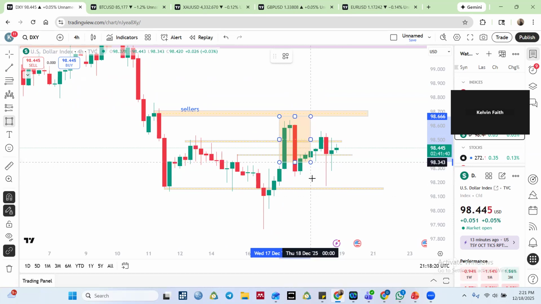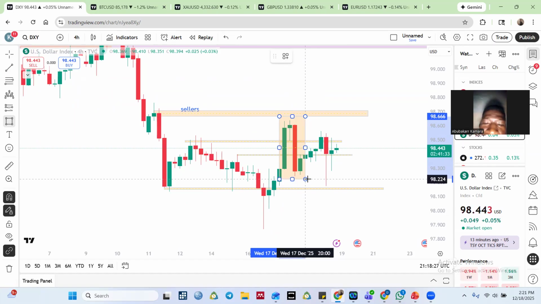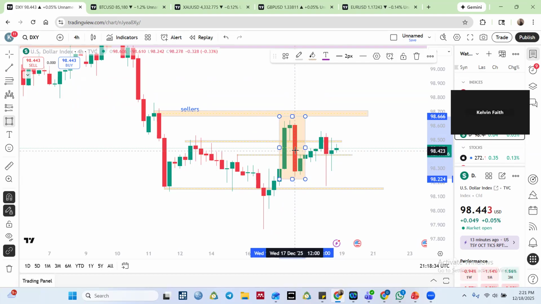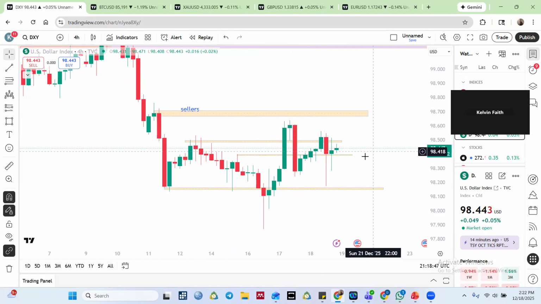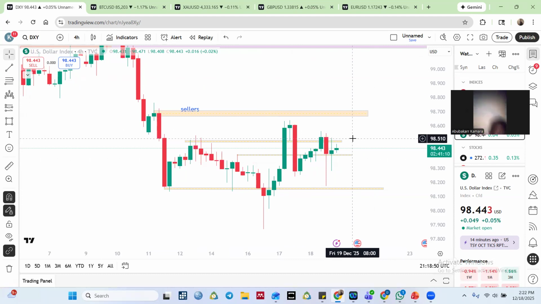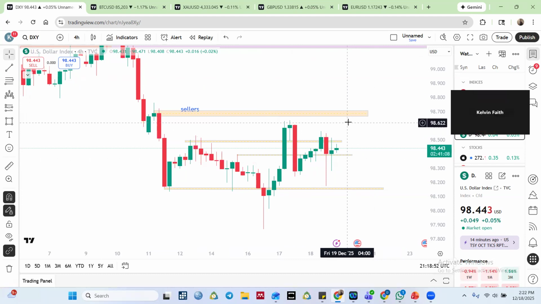What is this pattern? I think it is a morning star or evening star, something like that. Evening. This is evening star. So evening star has formed at an area where sellers are in charge. Okay. So what does it tell you? It tells you that sellers are preparing to control the market again.